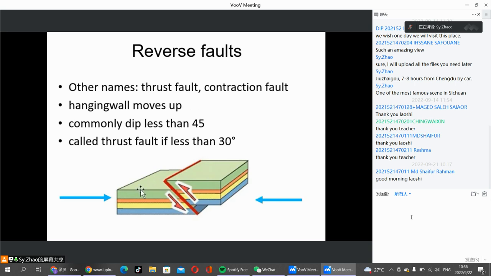And oppositely, reverse fault is a fault in which the rock above the fault, the hanging wall, is displaced upward relative to the footwall, which is the rock below the fault plane. And if the dip angle is less than 30 degrees, we often call it thrust fault. And it commonly dips less than 45 degrees. And they also have some other names, thrust fault and contraction fault.